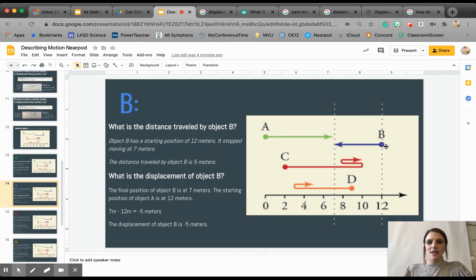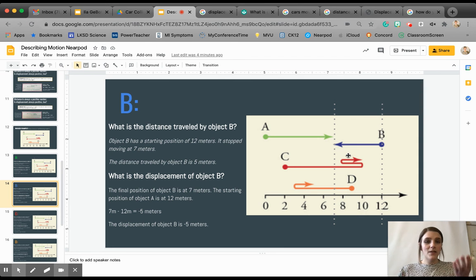So object B, what is the distance being traveled by object B? Notice that its starting position is at 12 meters. Its final position is at 7. So you just kind of have to figure out what is that distance. And if you're like me, I still kind of count on my fingers. So like 7, 8, 9, 10, 11, 12. They traveled 5 meters. Now, distance is always going to be a positive number, right? It's just a total amount of the length that's being traveled.